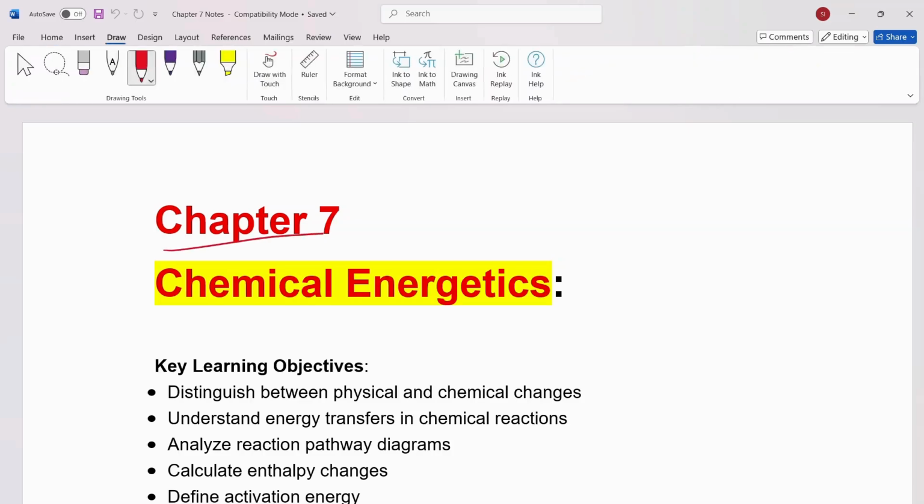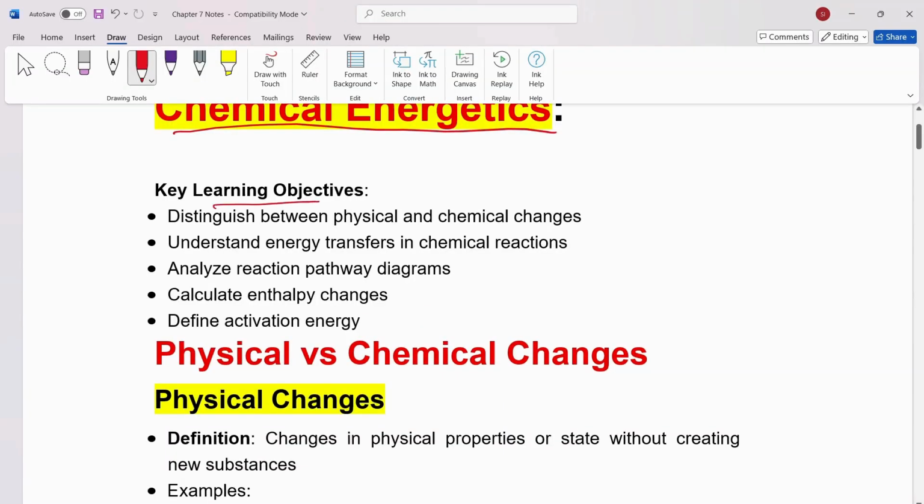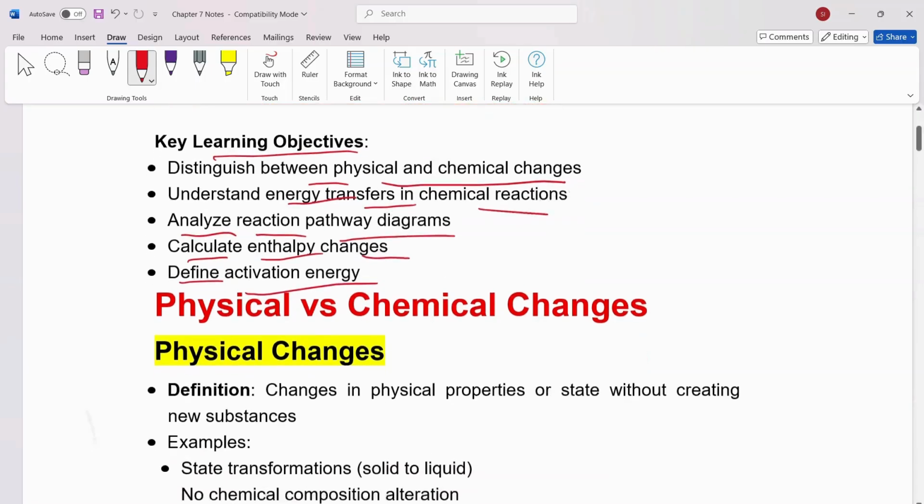Let's start chapter number 7, Chemical Energetics. Our key learning objectives are: distinguish between physical and chemical changes, understand energy transfers in chemical reactions, analyze reaction pathway diagrams, calculate enthalpy changes, and define activation energy.